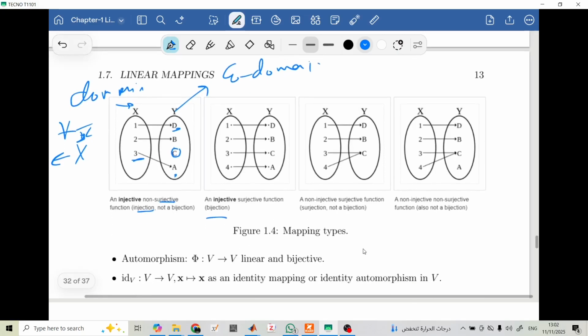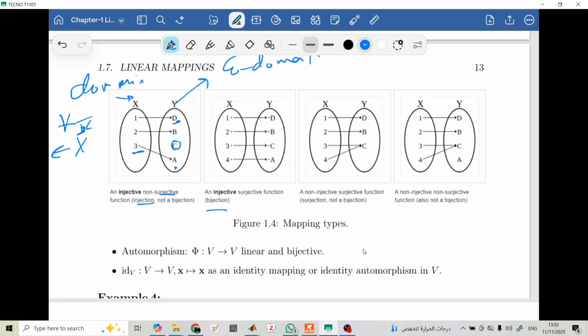Okay. Now this mapping, it is surjective, meaning all the points here can be reached by points in X, but if you look at point 3 and 4, they have the same image, point C. This means that it's not injective, hence it's not bijective. So it is surjective but not injective, and hence it's not bijective. Okay. This one, it's not one-to-one, meaning it's not injective, and you have point A here that's not reached by any point in X, so it's not surjective.